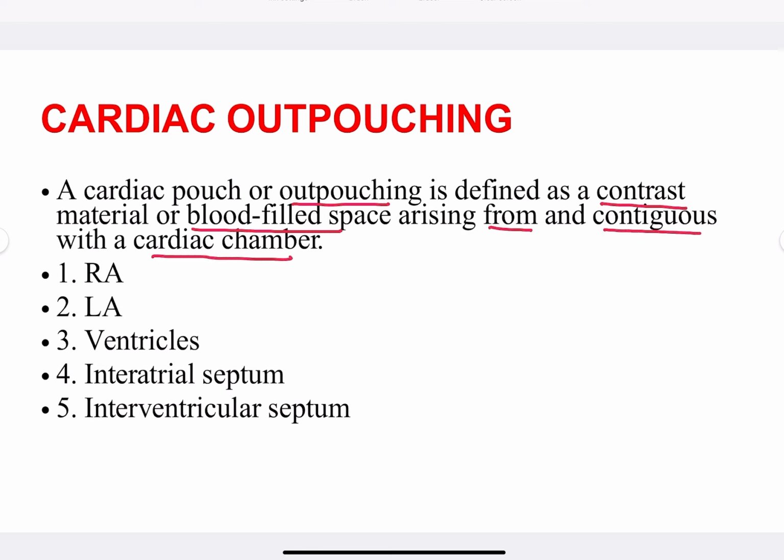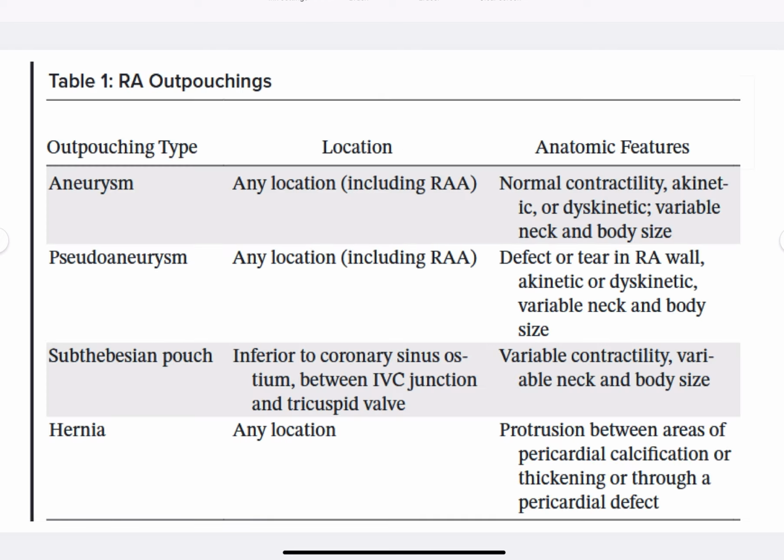Now the cardiac outpouching can arise from the right atrium, left atrium, ventricles, interatrial septum and interventricular septum. We will learn about this cardiac outpouching one by one. So let us start with the right atrium outpouching.